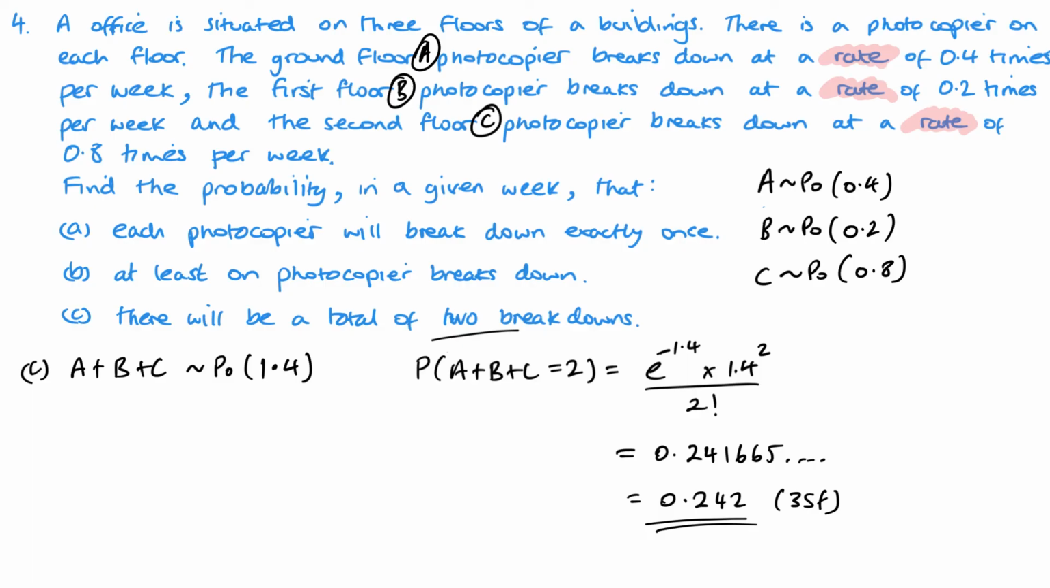Now what we have next video is finding the mean and variance. So just like we did with binomial distributions, the next step then is to be able to find the mean and variance of a Poisson distribution.